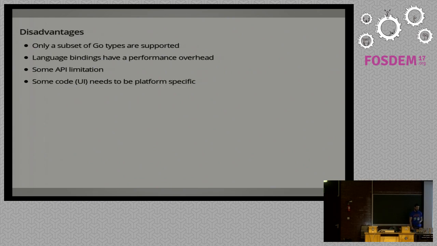The disadvantage is that only a small subset of Go types are supported. For example, no unsigned integer. Language bindings have a small overhead, and there are some API limitations. For example, a function could return none, one, or two results. In case it returns two, the second one has to be an error. And some code, like the user interface, needs to be platform specific, because what you are doing is a Java application or an iOS app, and using some Go as a library.